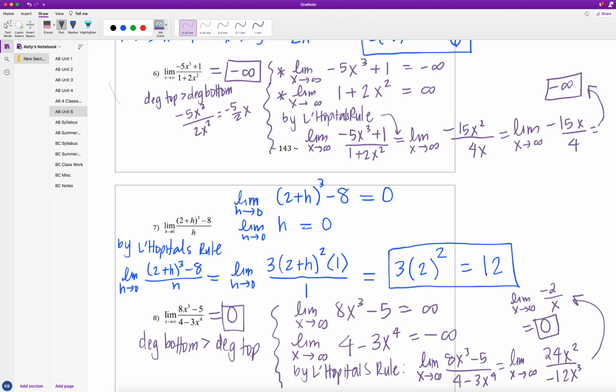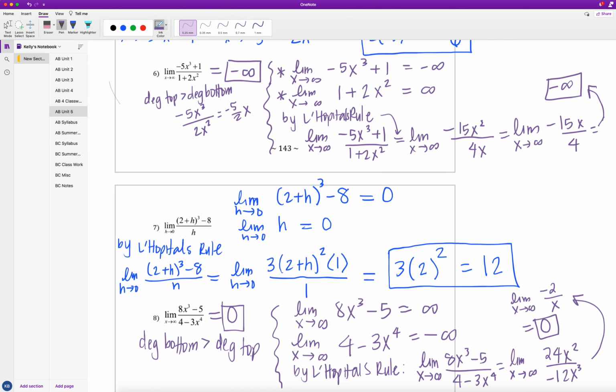Now again, I do think it's quicker to just compare your degrees here and use all those concepts that we had back from Unit 1. But if the problem stated to use L'Hopital's rule on it, you can definitely use L'Hopital's rule. We just have to do that additional step of reducing down before we directly sub in.